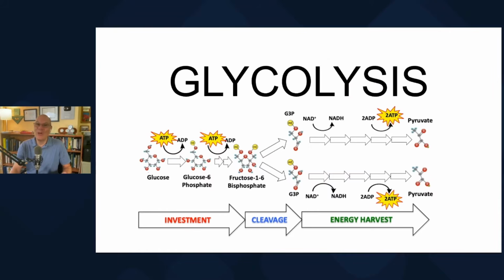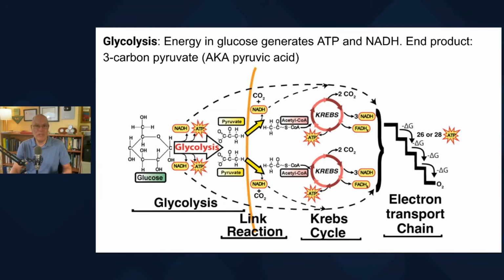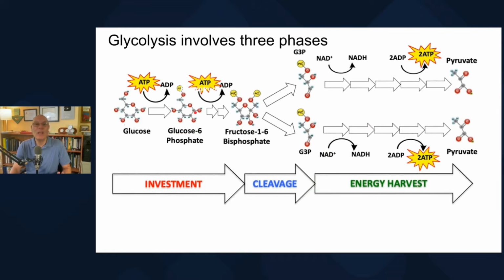We can now talk about glycolysis, the first phase of cellular respiration. Glycolysis is a reaction in which energy in glucose generates ATP and NADH. And the end product is the 3-carbon molecule pyruvate, also known as pyruvic acid. So this is glycolysis over here. Now we're going to look at its details. Glycolysis involves 3 phases: investment, cleavage, and energy harvest.